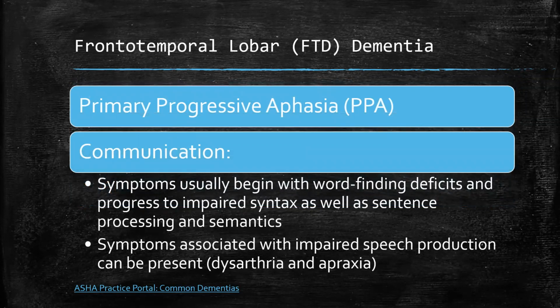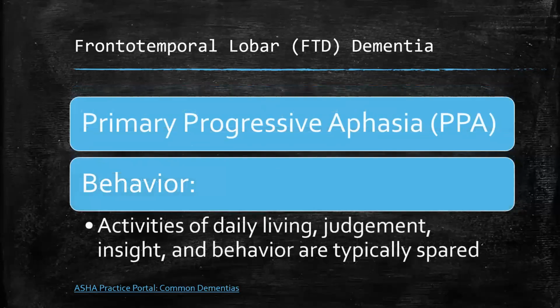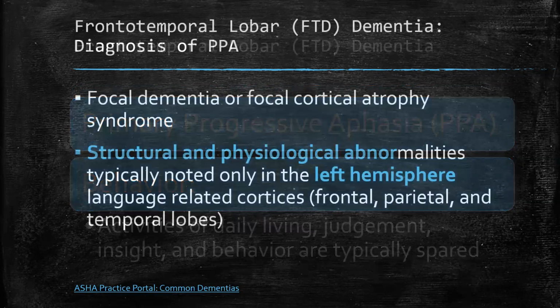Communication changes that we'll see in someone with PPA usually start with word finding deficits that eventually progress to impaired syntax, sentence processing, semantics. All of those conventions will eventually be impacted. Symptoms associated with impaired speech production can also be present. So someone with PPA might also present with dysarthria or apraxia. And behavior-wise, like I just kind of mentioned, typically activities of daily living are fairly well preserved. Judgment, insight, and behavior remain relatively intact until those very advanced stages.